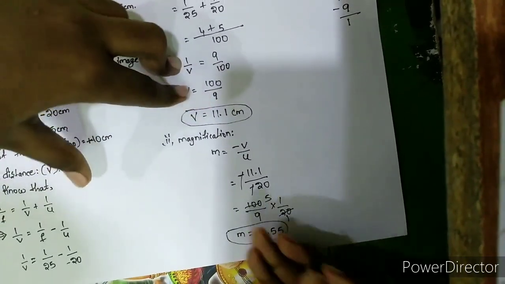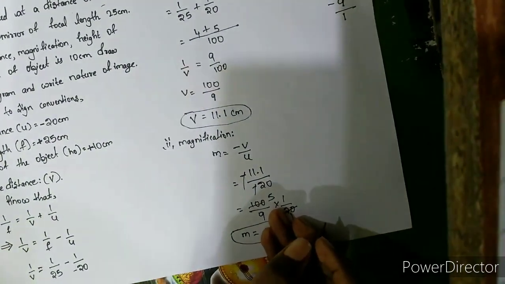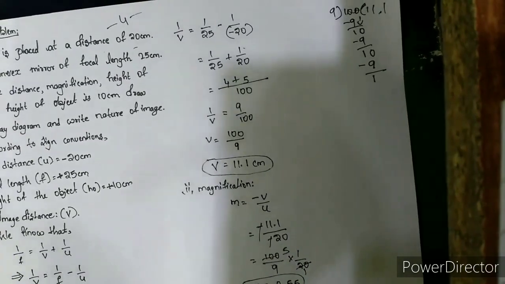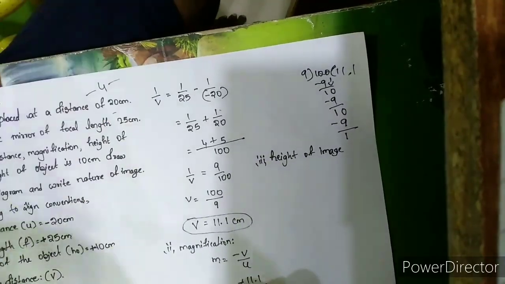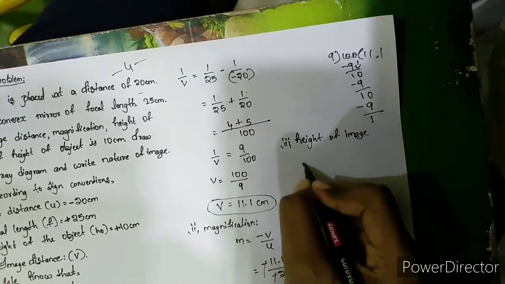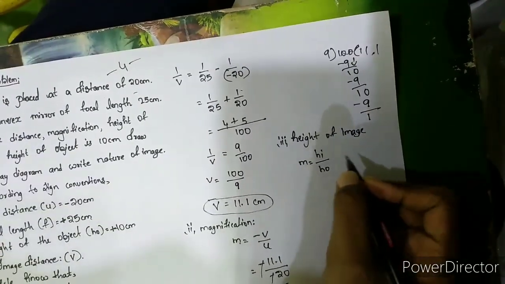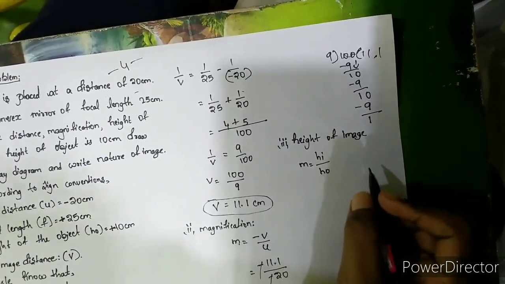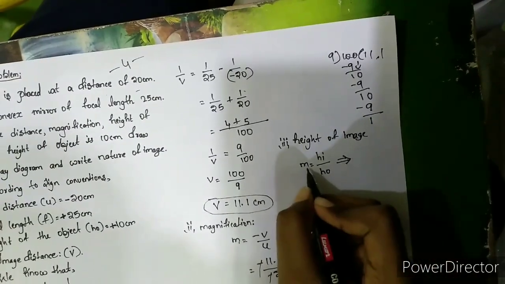Here we also found magnification. Now the remaining one is the height of the image. Let us find the height of the image. We know that in magnification, m is equal to hi by ho, height of the image by height of the object, that is magnification.